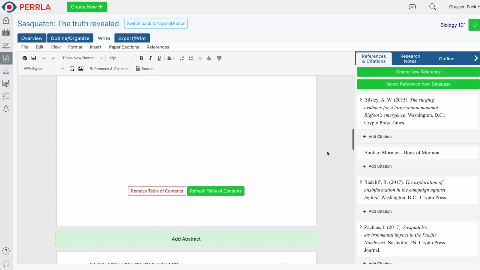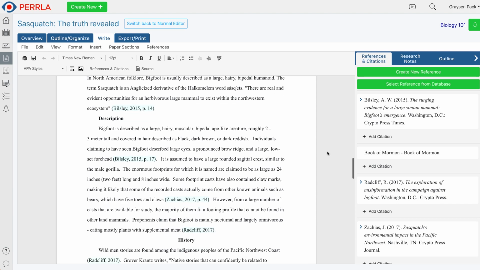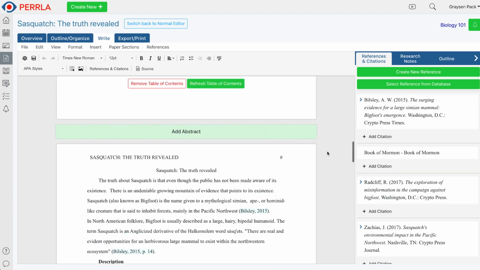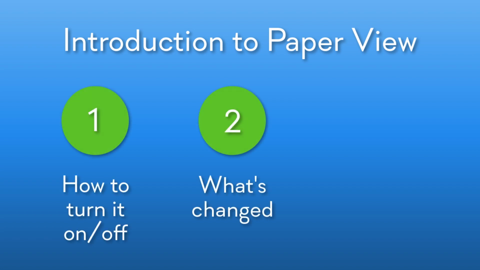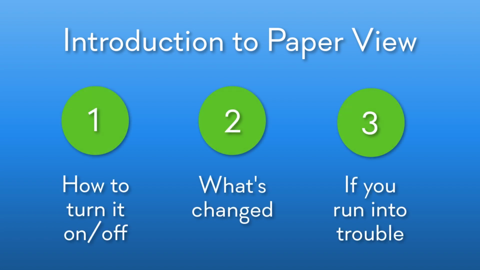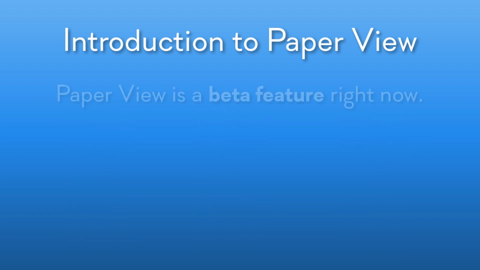Pay-per-view in PERRLA Online makes writing papers more intuitive than ever. Before you dive in, there are 3 things you'll need to know: how to switch between pay-per-view and the normal editor, what's changed, and what to do if you run into a problem. Before we dive in, I want to remind you that the pay-per-view editor is still a beta feature.